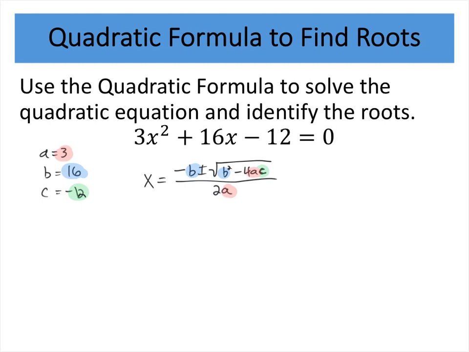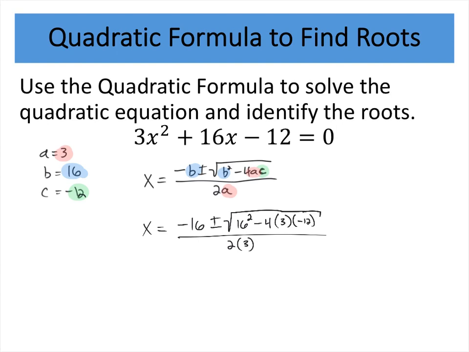So x equals negative 16, because B is 16, plus or minus the square root of 16 squared minus 4. I'm going to wrap everything in parentheses, and you should too. 4 times A is 3, times C is negative 12. We've got to put that negative in there as well. All over 2 times A, which is 3.